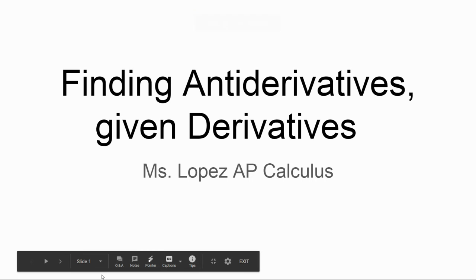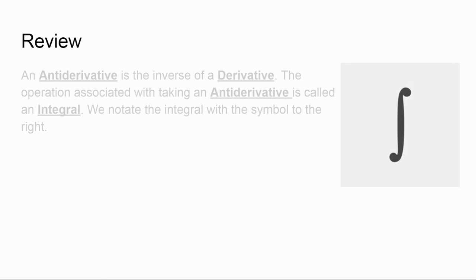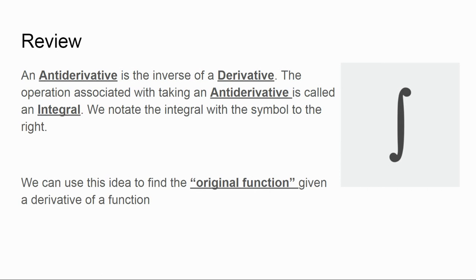All right, so this is finding antiderivatives given derivatives. This is the integral sign. An antiderivative is the inverse of a derivative. That's the operation associated with taking the antiderivative. That's called integral. So we notate the integral with the symbol to the right. So that's over there. We can use the idea to find the original function, given the derivative function.